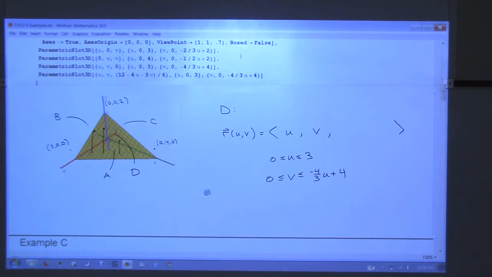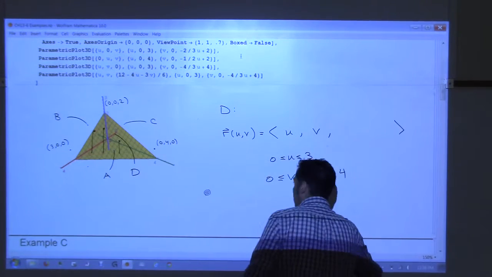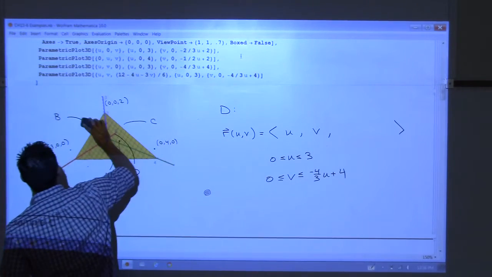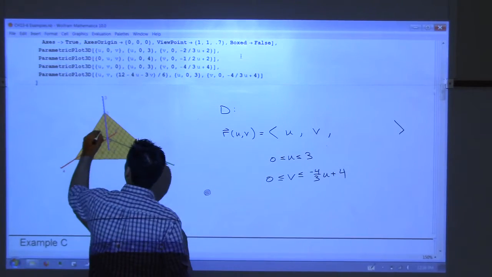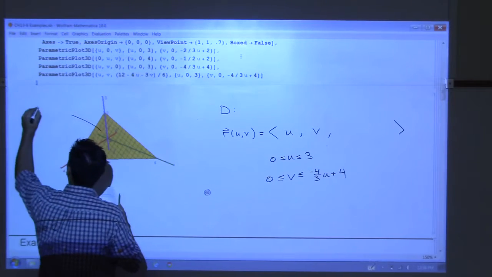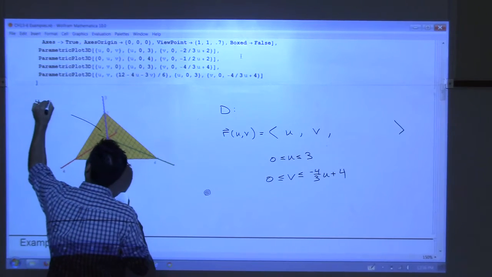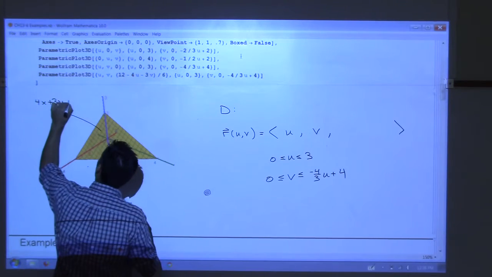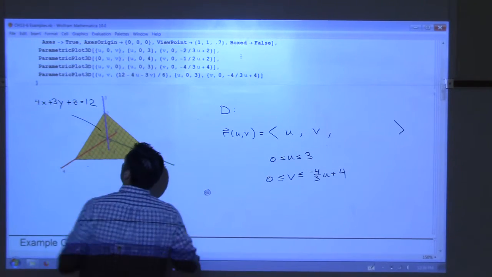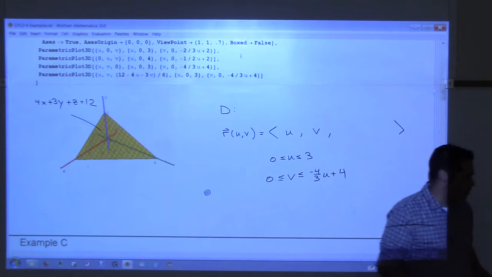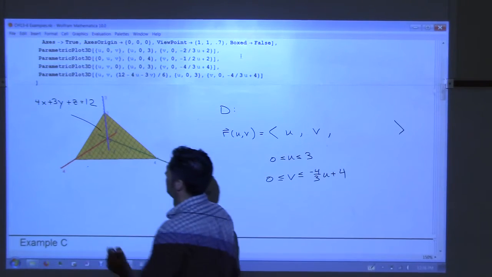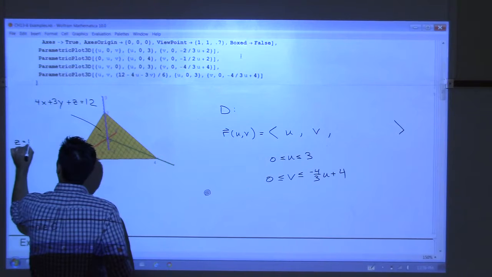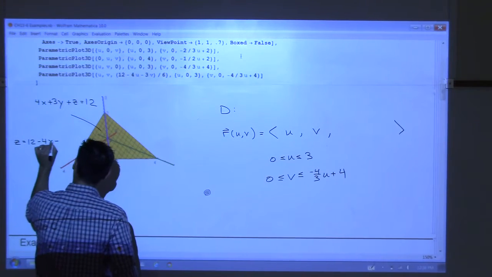The equation of that plane, if you do the work, I'm going to get all this junk out of here. The equation of this plane is 4x plus 3y plus z equals 12. So that's if you did all that crossing stuff and put everything together. And what do we do with that? Solve for z. So if I solve this for z, z is equal to 12 minus 4x minus 3y.